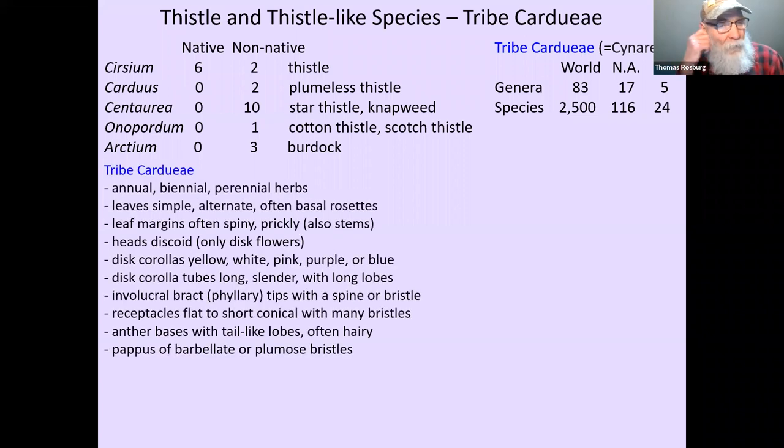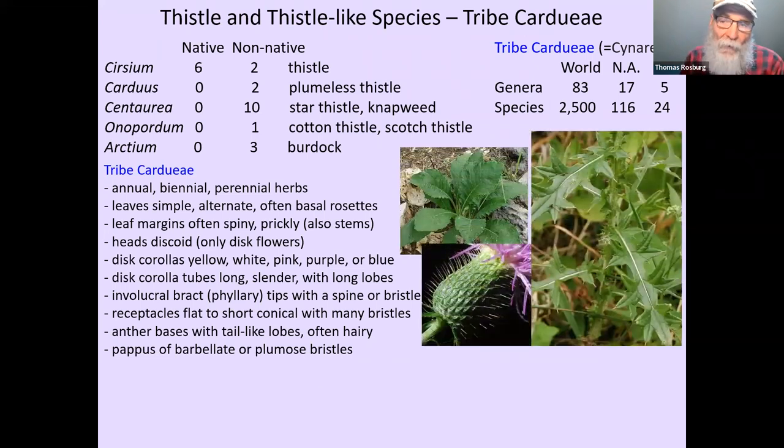So if you look at what characterizes the tribe Cardueae, they can be any of those possibilities there, annuals, biennials, or perennials. There's probably mostly biennials and perennials. Certainly there's not many annuals, at least not that we have. Leaves are always going to be simple. They're always going to be alternate. There's usually basal rosettes. And so at least with those biennial species, the first year they'll grow as a basal rosette. And this is what we mean by that.